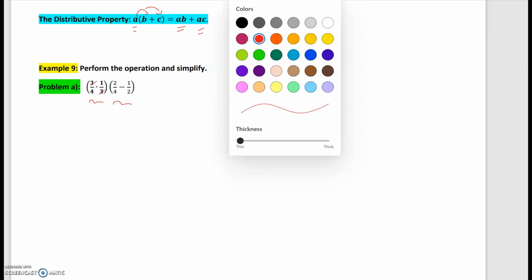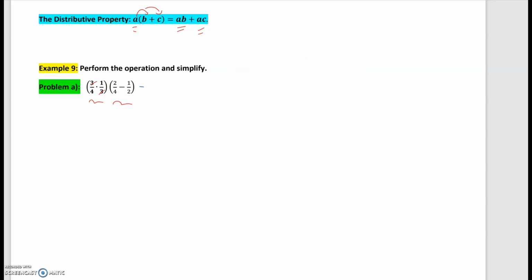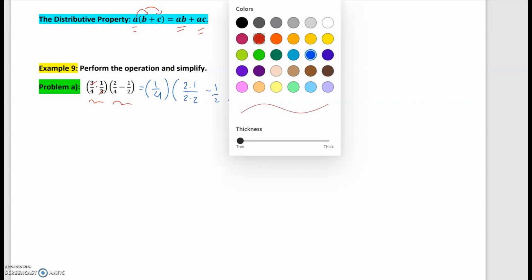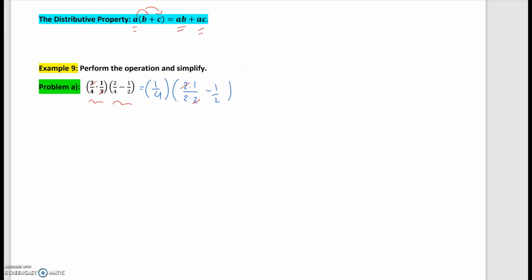Now, in this first example, we're going to be simplifying first inside of each of the actual parentheses. So we're supposed to simplify it here, and notice that on the first one, you can actually cancel the 3's. So this is equal to 1/4. And then on the second one, let me reduce the first fraction. So this will be 2 times 1 and 2 times 2 minus 1/2. And then we can cancel the common factors.